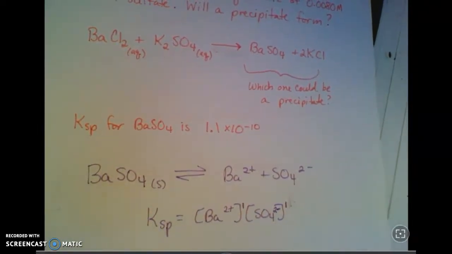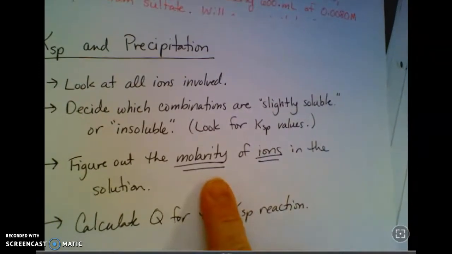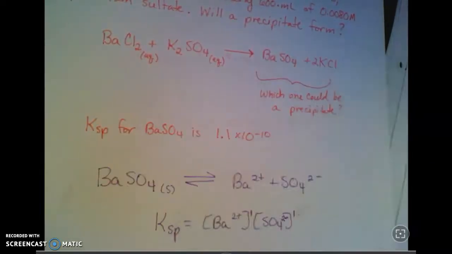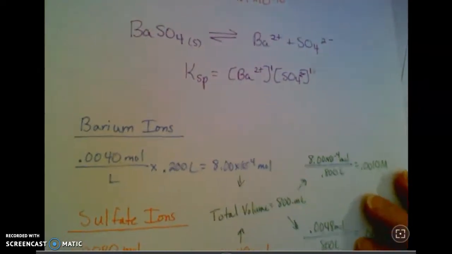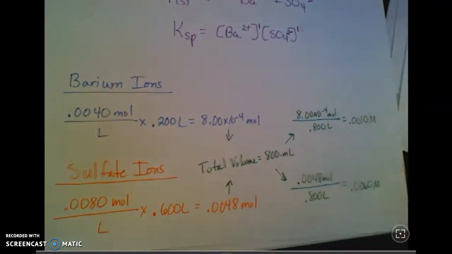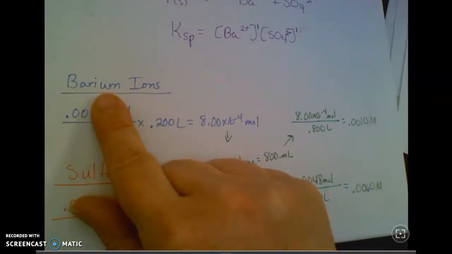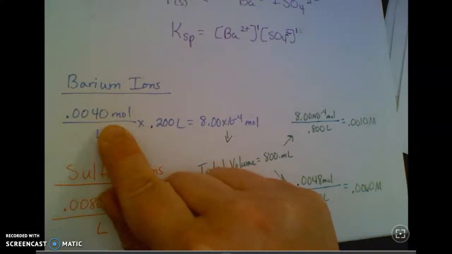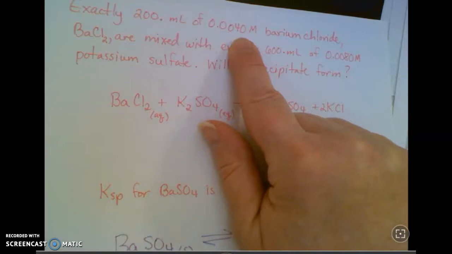So I said the next thing I need to do is figure out the molarity of the ions in that solution. So you've done calculations like this before. It's just putting this all together. So I've got a lot of stuff here, and I changed colors to hopefully help you stay on track. So for the barium ions themselves, I'm figuring out the moles. I had 0.0040 moles per liter. That's from the molarity they gave me in the problem.